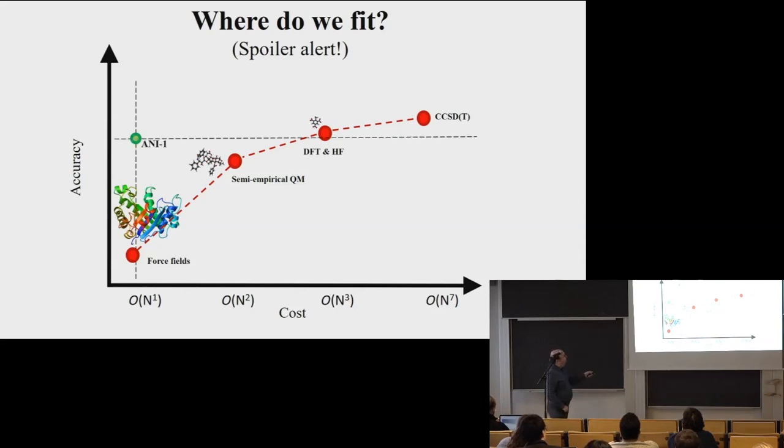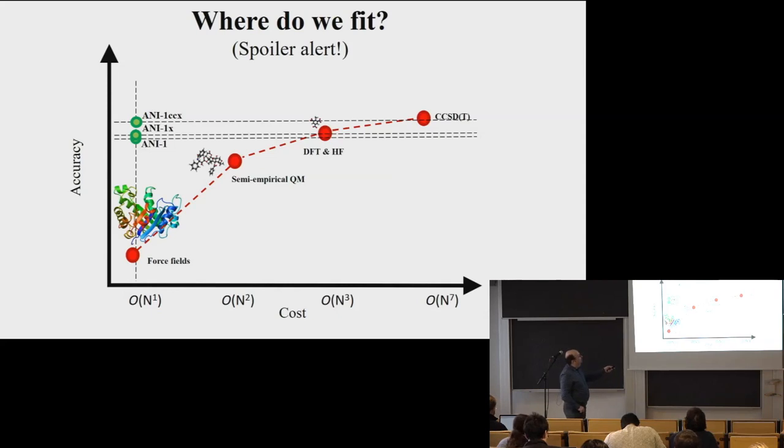So what we try to achieve in our work is we pick a particular reference level of theory. In our case, it's the range-separated hybrid, omega B97X from Martin Head-Gordon group, as our choice. So we published the ANI-1 potential. Then we improved it a little bit and showed the technical ideas for how you can use active learning to be much more data efficient and improve transferability of your potential. And more recently, we also use coupled cluster as a reference theory, and then you can crank up accuracy a little bit.